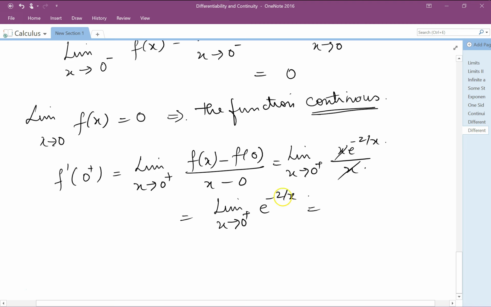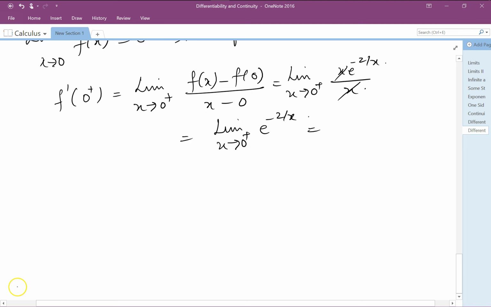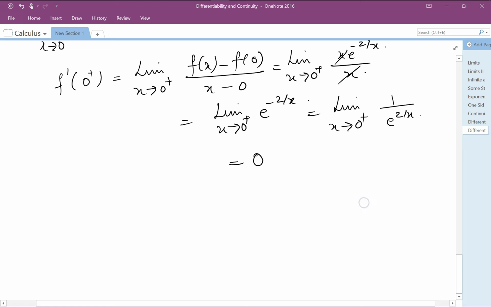Remember, 2 by x tends to infinity. This can be written as limit as x approaches 0 from the positive side 1 by e to the power of 2 by x. Right? Now we know that as x gets closer and closer to 0, 2 by x will become infinity. And again, from a limit point of view, 1 by infinity tends to 0. So which means equal to 0. So our right hand limit is equal to 0.